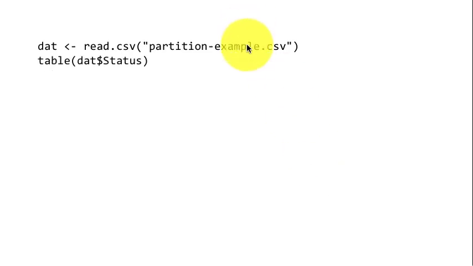Now this data set partitionexample.csv has a column called status, which indicates whether a person is a buyer or non-buyer. So all I'm saying is table dat$status, and that tells me that of the 30 rows in this data set, 10 of the rows are buyers, 20 of the rows are non-buyers. In other words, there are twice as many non-buyers as there are buyers. The reason I'm showing you this is that we are going to look at one way by which you can do the partitioning, and you'll see that there are some shortcomings with that.